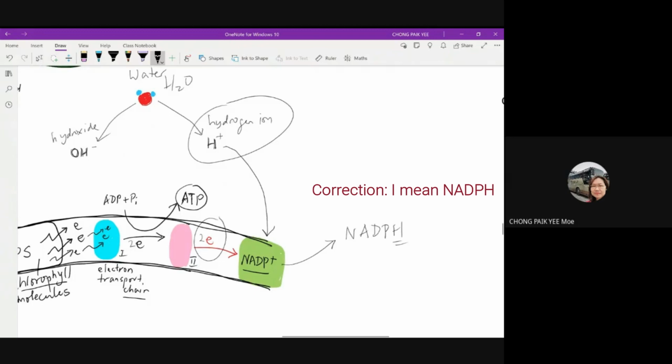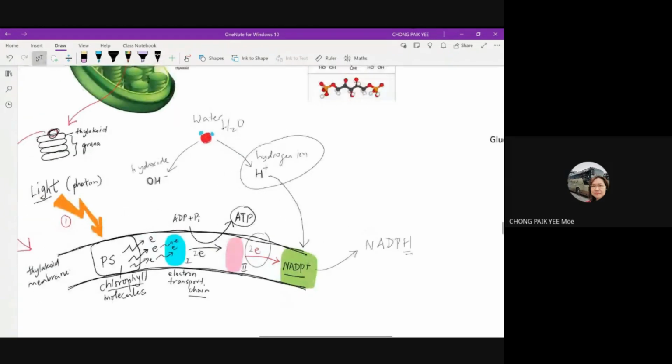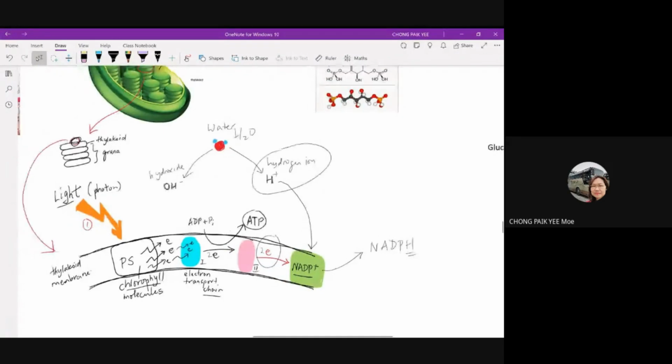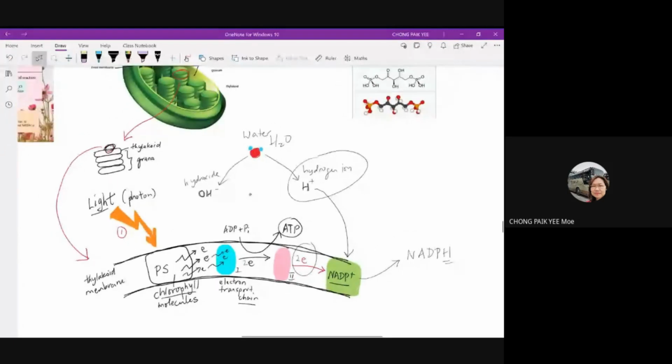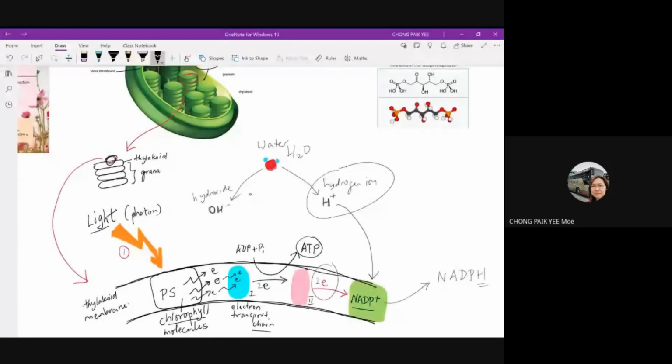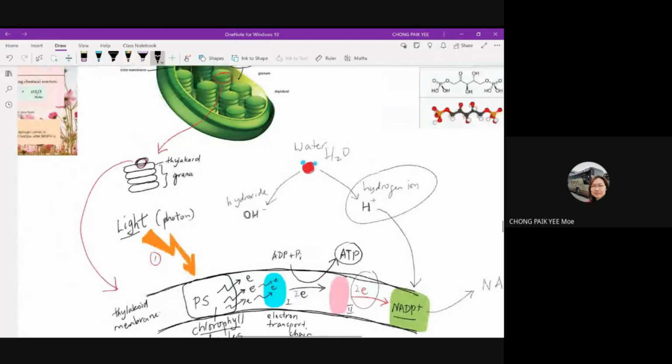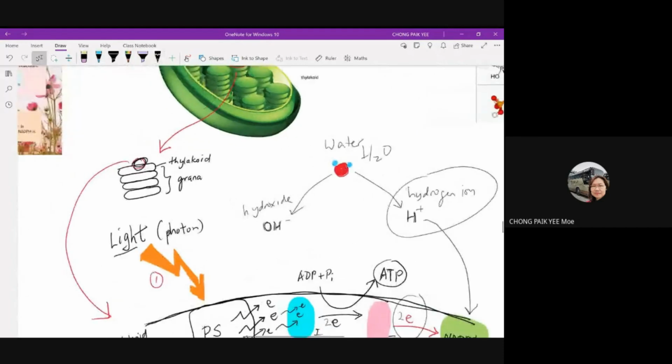Now, in the light-dependent reaction, the first one, you will see that at the end of it there are three things produced. Oh, I haven't finished this one. Let me go back to water first. Water is split. You will have hydrogen ion and also hydroxide ion. And this hydroxide ion later will be changed to get oxygen. Now let's look back at the textbook.